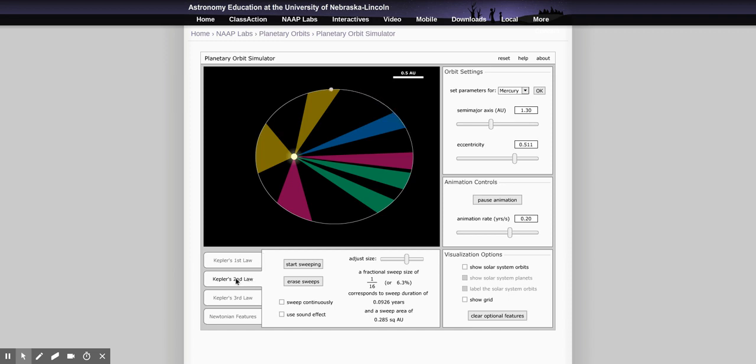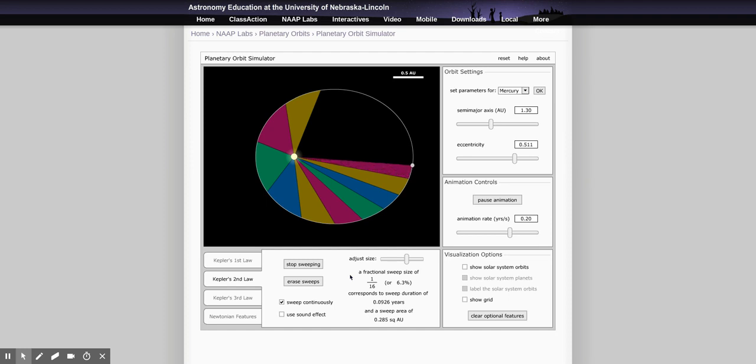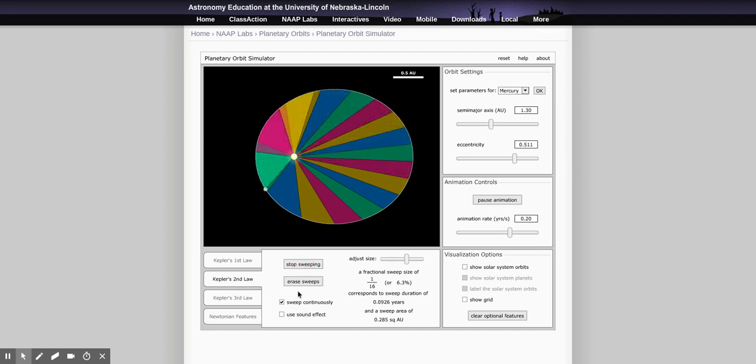So that's why we say this Kepler's second law is ultimately that a planet will sweep out the equal area in equal time, regardless of where it is in its orbit. Isn't that kind of interesting? So I can just set it sweeping continuously. I think that's kind of an interesting way to see it. No matter where it is in its orbit, it'll be sweeping out equal area. And in practice, what that means is that planets move faster when they're closer to the star they're orbiting.